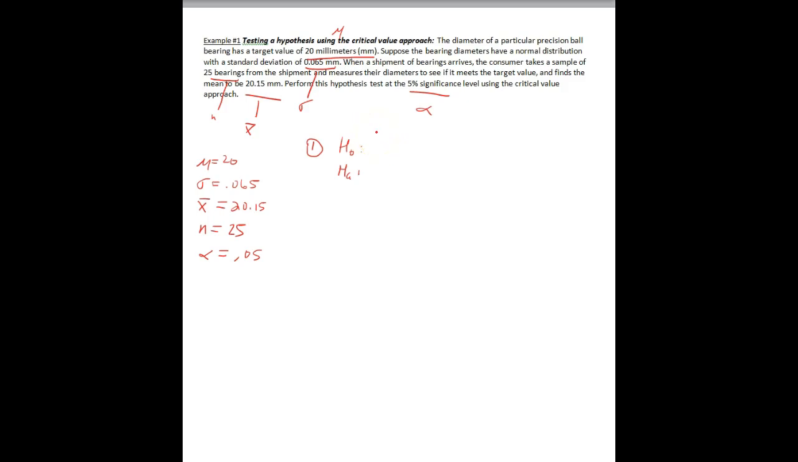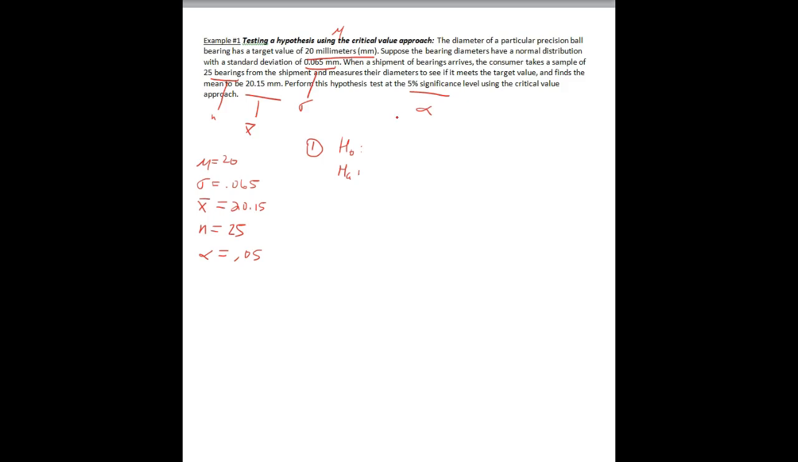We always want to write in HA first. The reason that we do this is because then we can just make H naught the complement of HA. Okay, so let's figure out what our HA is. When a shipment of bearings arrives, the consumer takes a sample of 25 bearings from the shipment and measures their diameters to see if it meets the target value.